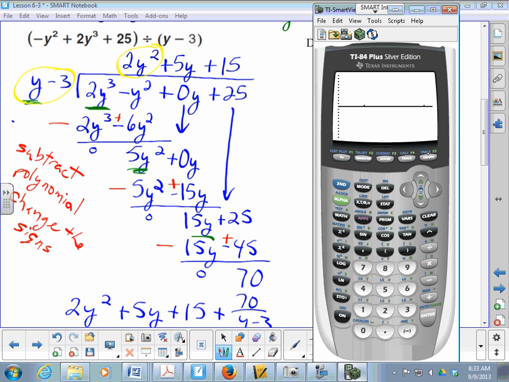I don't see anything. Okay, so I'm going to hit zoom 6. Zoom 6 is the standard viewing window. Okay, and let's see. I only see one line. Yours has 2? Okay. Now if I go to my table, they should be exactly the same in the table except for at x equals 3, because at x equals 3 I can't divide by 0. That's the only reason there. But everything else is the same, so they should be the same then.